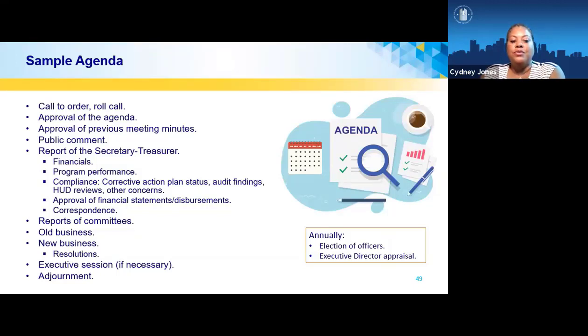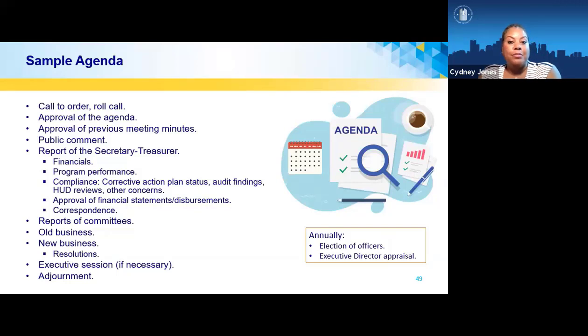So the executive director should speak to financials, program performance, compliance reviews and issues, approval of financial statements, audit reports, etc., and allow for questions. So these should be in writing if at all possible, but we're going to go more into detail in the other modules of what performance monitoring and risk management looks like, and particularly that's in module number 5.